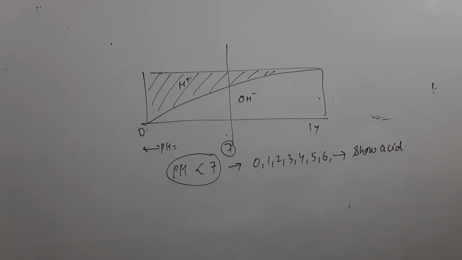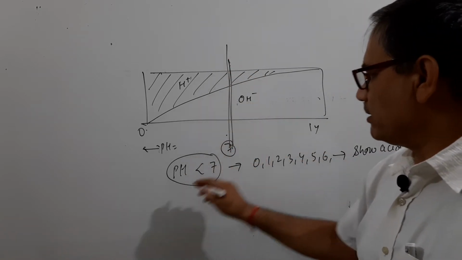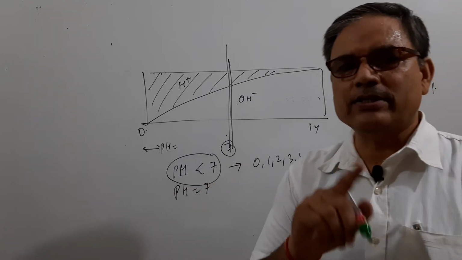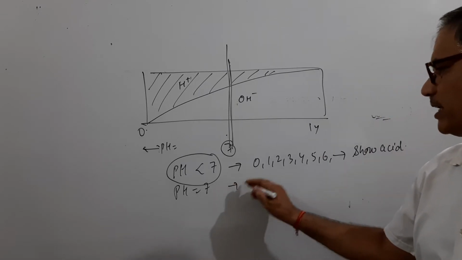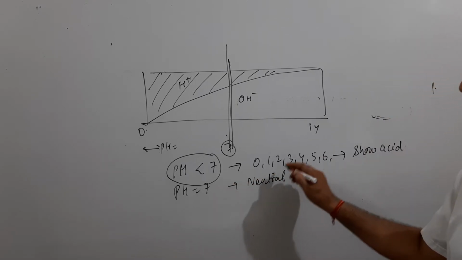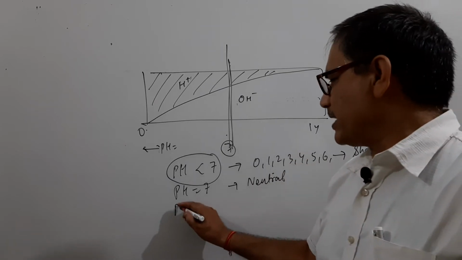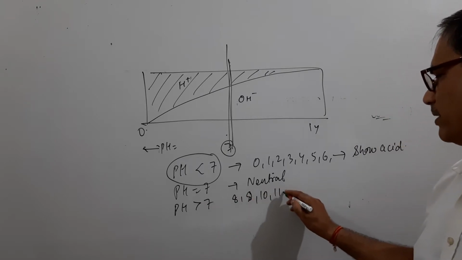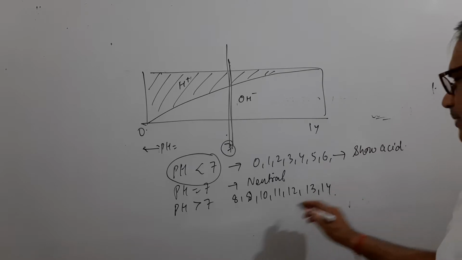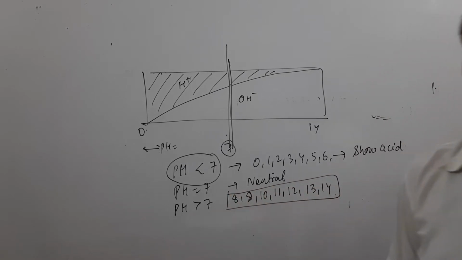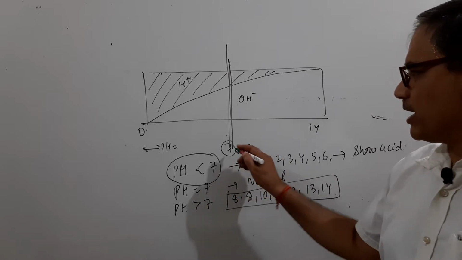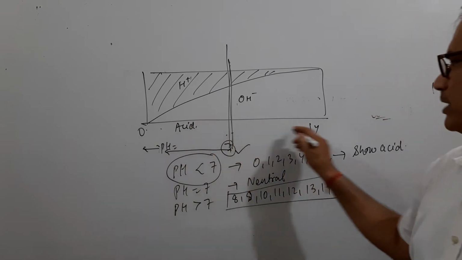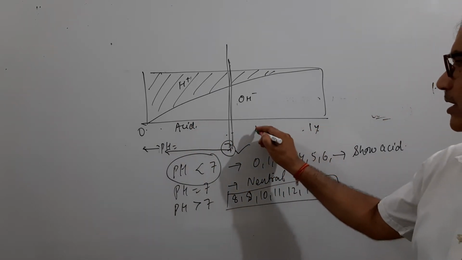If the pH is equal to 7 on the pH scale, then it is neutral, meaning neither acid nor base. And if the pH is greater than 7, we can say 8, 9, 10, 11, 12 and 14, this will be basic in nature. If pH is 7, it is neutral, less than 7 it is acidic in nature, and more than 7 and up to 14, it is basic in nature.